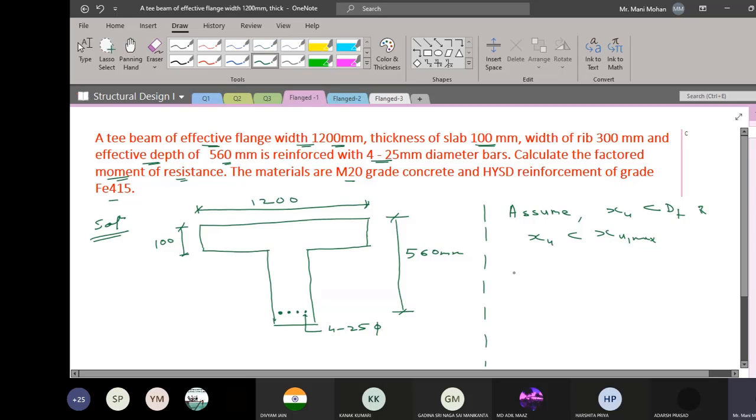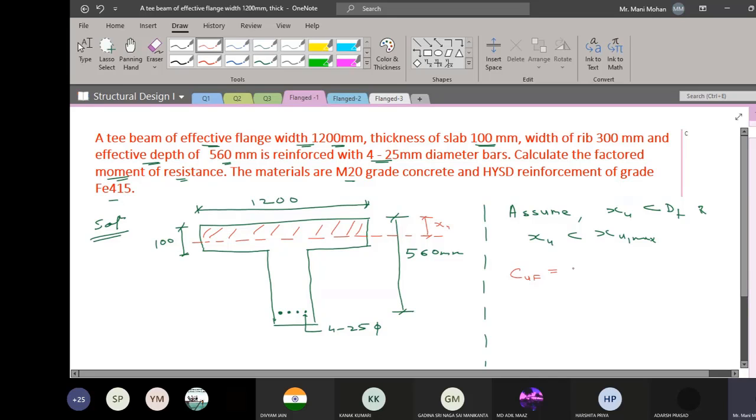So first, since I've assumed my neutral axis is lying within flange, this is the location of the neutral axis, XU. So this is based on my assumption. So this entire cross section is subjected to compression. All right. So I would like to know what is the ultimate compression force in flange. So what is going to be the ultimate compression force in the flange?